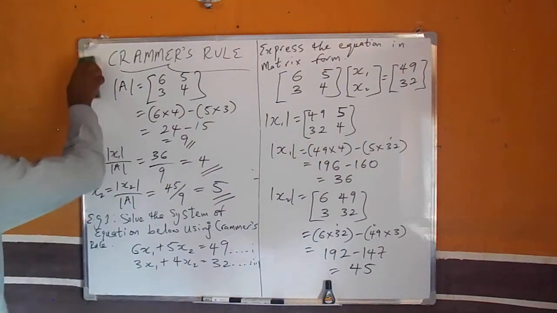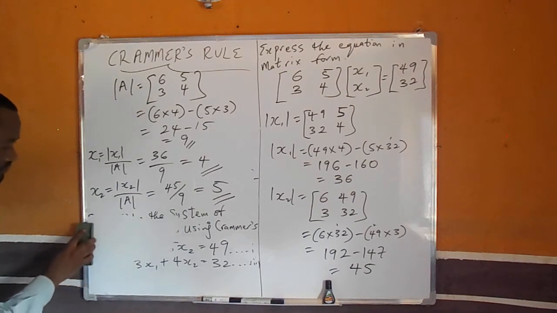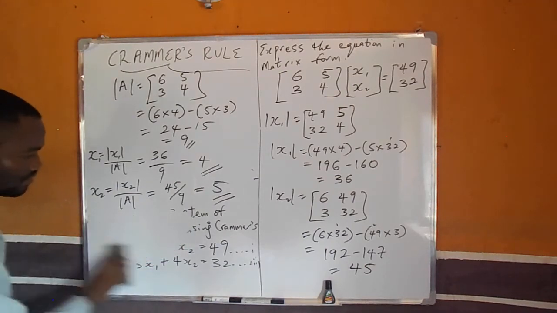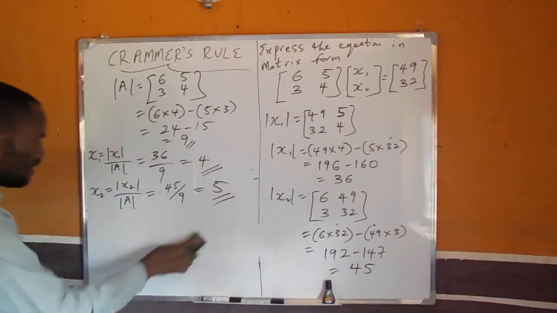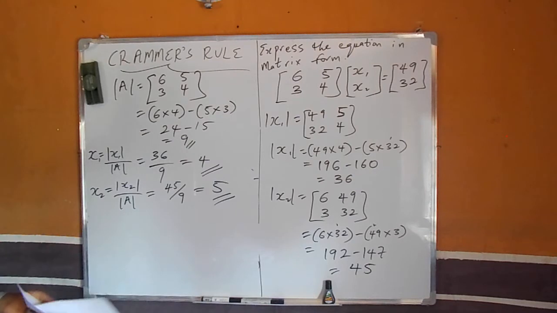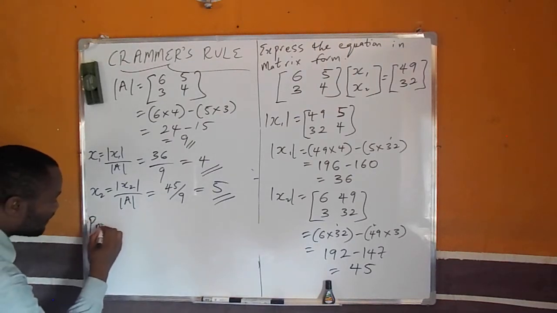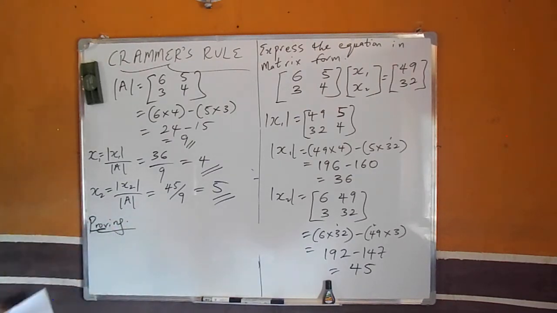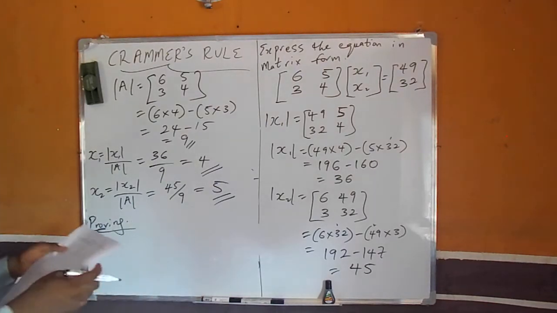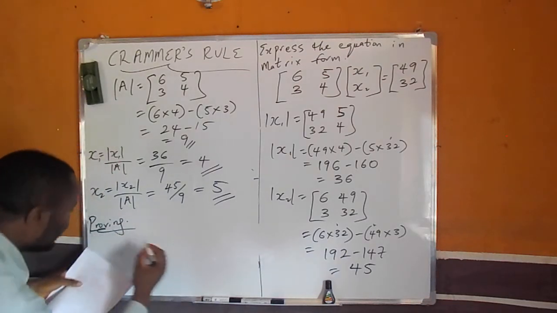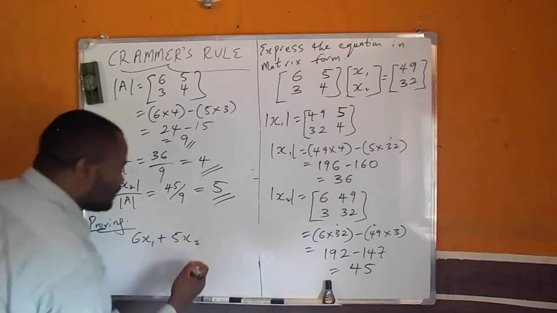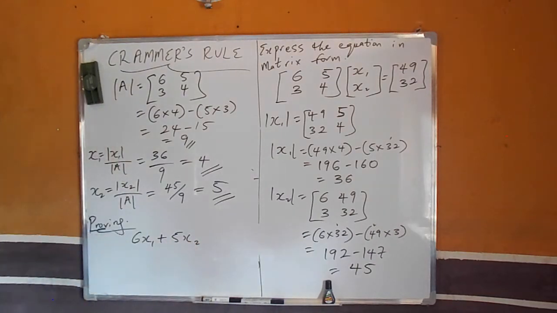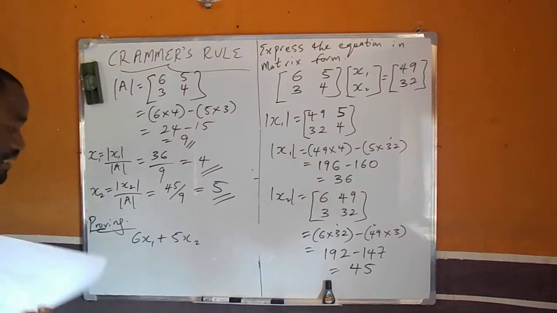This answer, what you have solved here, if you want to verify it, probably you are doubting your answer, you are not too sure of it, then you can come here to prove it. You want to show that your answer is correct. Then what is equation 1 we have? Let's use equation 1 to prove it. In equation 1 we have 6x1 plus 5x2. What does it equal to? 45. Let's see if we get 45.